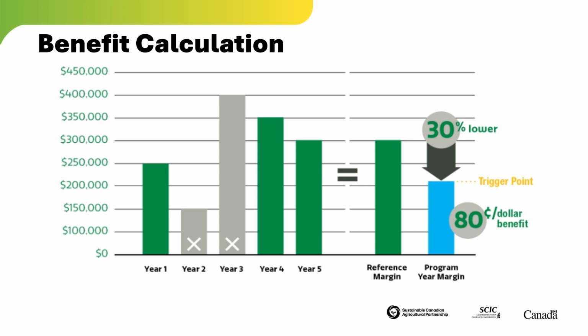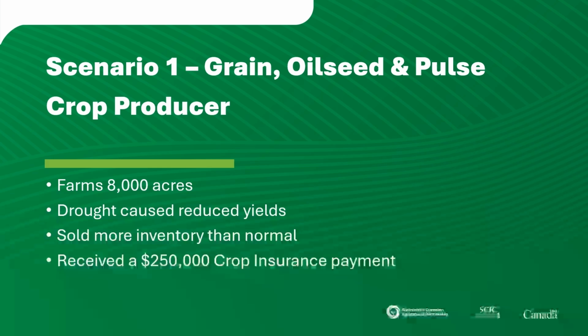So you're $10,000 below the trigger point of 210 grand. AgriStability would pay 80 cents on the dollar for that amount of decline, so an $8,000 benefit would be sent to the participant. We have a couple scenarios we're going to walk through.